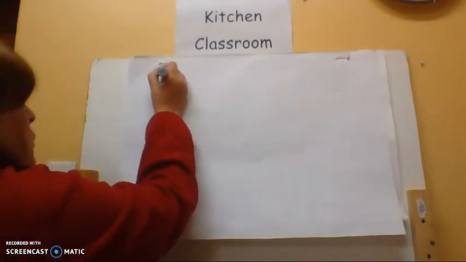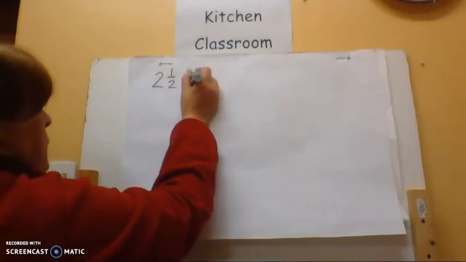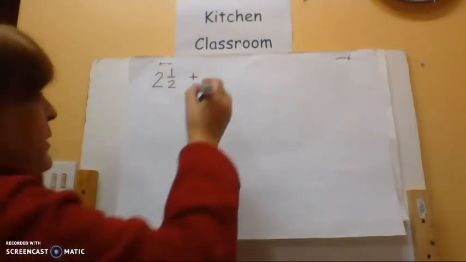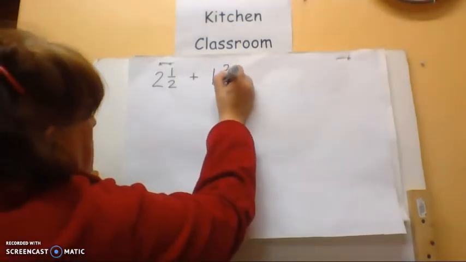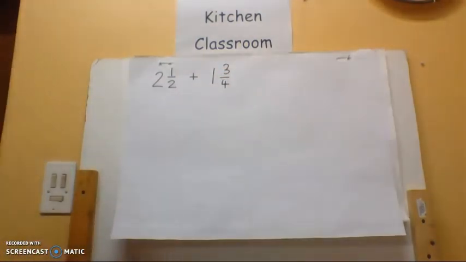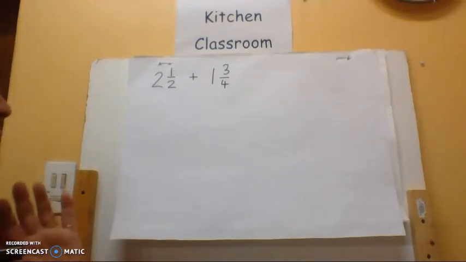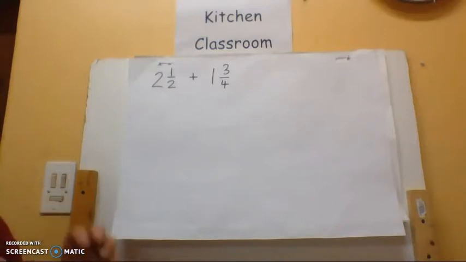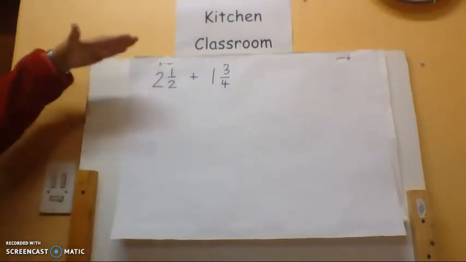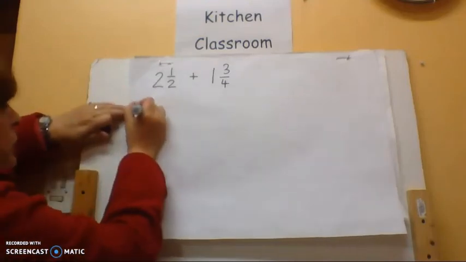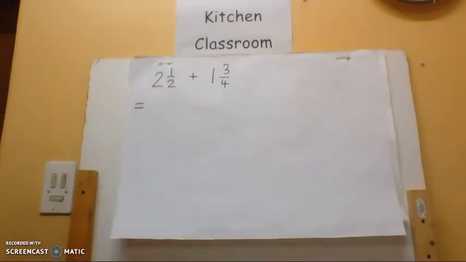The first one that I want to look at is 2 1/2 plus 1 3/4. Step 1: when we add mixed numbers, change all the mixed numbers into improper fractions. So the first thing we're going to do is change these mixed numbers into improper fractions. So, how do we do that?